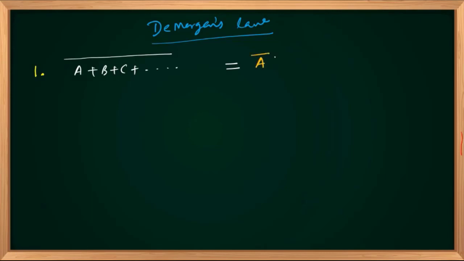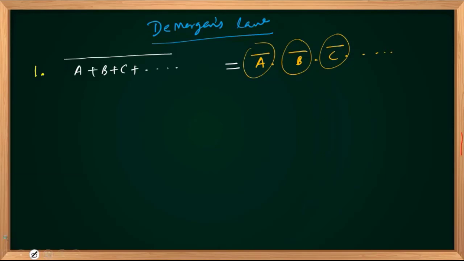Individual complements are A complement, B complement, C complement, etc. So A plus B plus C, etc., the whole complement is equal to A bar dot B bar dot C bar, etc. So the first statement states that the complement of a sum is equal to the product of their individual complements.